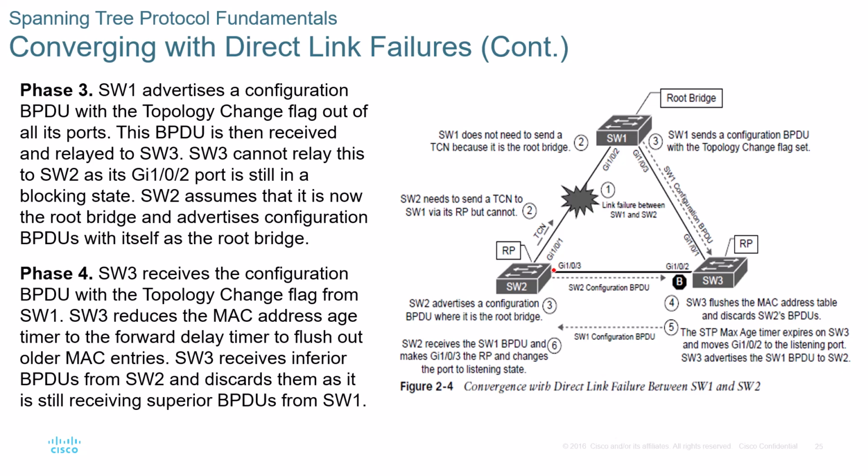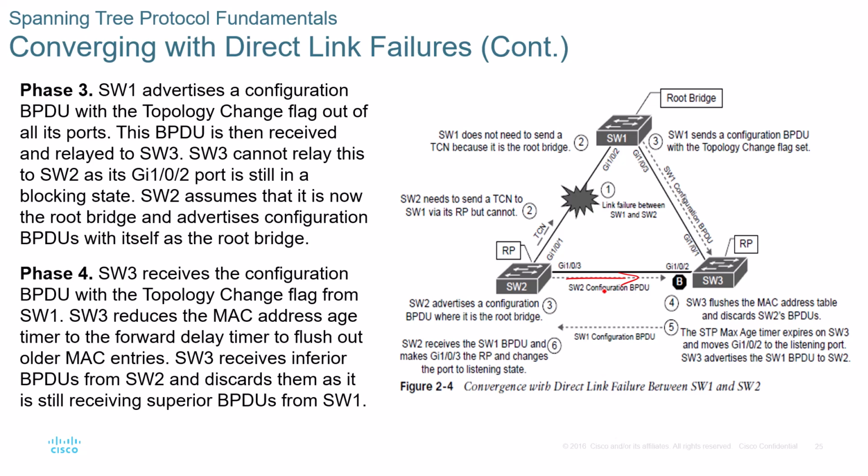Phase 3, switch 2 will advertise a configuration change where it is the root bridge. The switch 3 port is in a blocking state, and so it cannot relay to switch 3 as its port is still in a blocking state. So switch 2 will assume that it's now the root bridge.